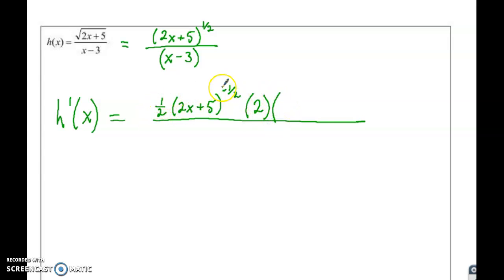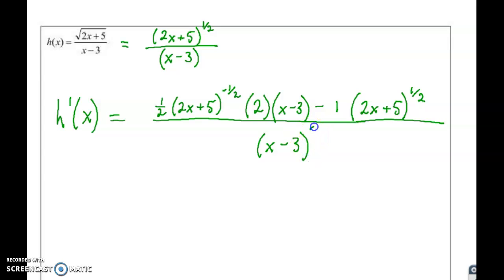So notice I did the 1/2 in front to the -1/2 power times the derivative of the inside, which is 2, and then times the denominator. Just leave that alone. Minus the derivative of the bottom, which is just 1. And then just leave the top alone, at 2x plus 5 to the 1/2 power, all over the denominator squared.